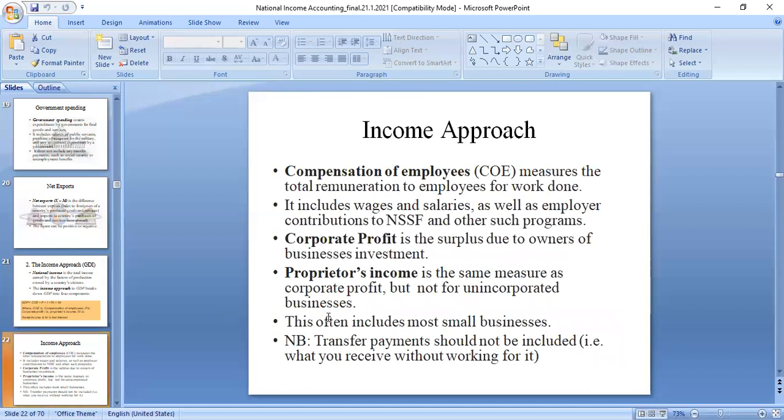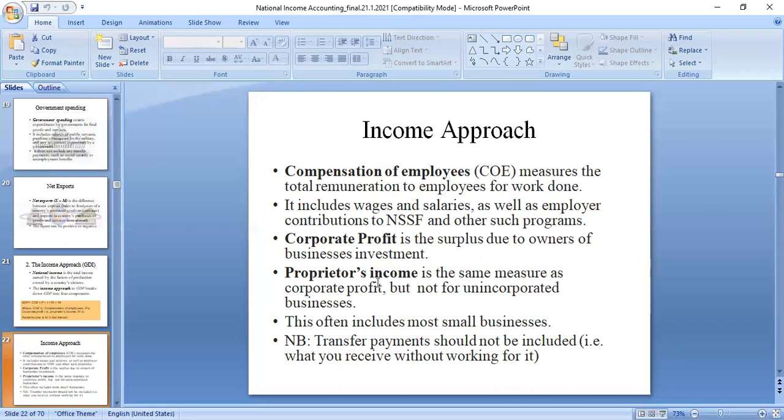Now, the compensation of employees, I've already talked briefly about them. Compensation of employees is the remuneration of employees for work done, which basically includes the wages, the salaries, the contributions to, for example, NSSF here, and other programs. And then the corporate profit will be the surplus due to owners of business. Of course, we know that profit is payment to entrepreneurship.